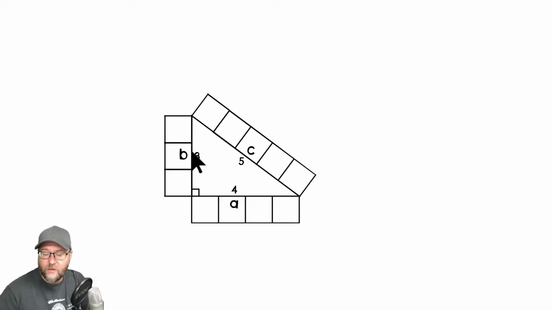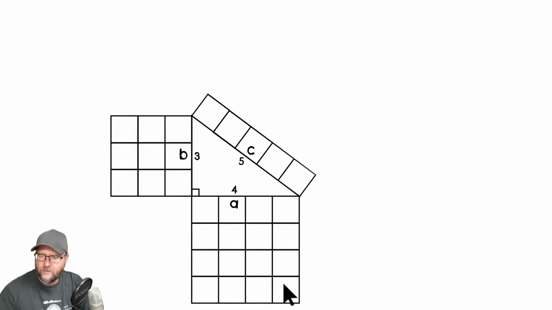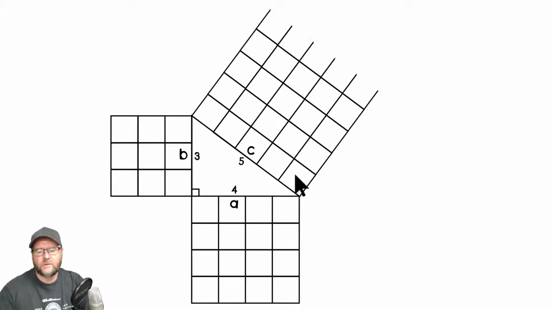Now I'm going to take it one step further. I'm going to square this side, so 3 along here and 3 out this way creates a square that is 3 by 3. Let's do the same with side A. I'm going to get a square now that will be 4 by 4. And if I do side C, I get a square that's 5 by 5.